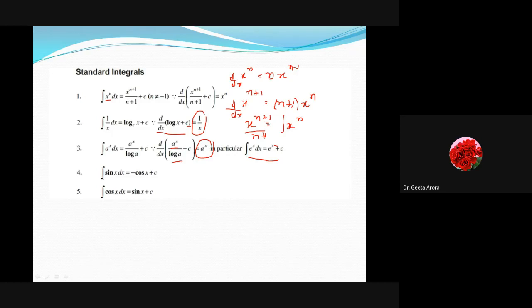Similarly, if we talk about the trigonometric functions, we know the derivative of cos x is minus sin x, and the derivative of sin x is cos x. So the same thing is there. Then the integral of sin x dx is minus cos x, and the integral of cos x is sin x plus c. The opposite things are coming. Whatever we have done in the derivative, if we write it from right to left, the same thing comes as the integrals. Correct?